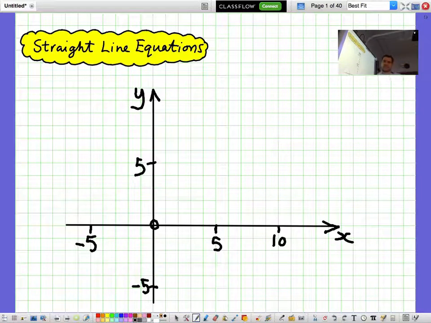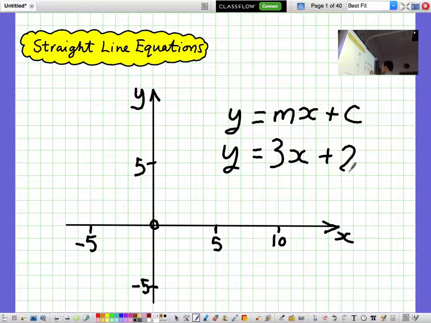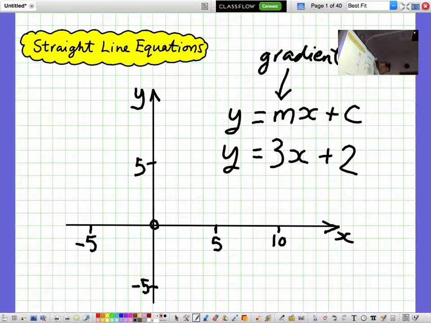Okay, this lesson is just to give some tips about drawing straight line equations. So if you see an equation in the form y equals mx plus c, so for example y equals 3x plus 2, those are the easiest ones to deal with because in that form the number in front of the x, the m, is the gradient, how steep the graph is, and the number on the end, the plus something, or it might be minus something, is the intercept. That's where it cuts the y-axis.